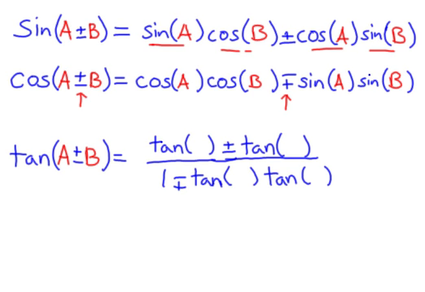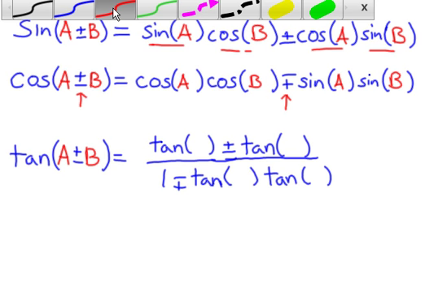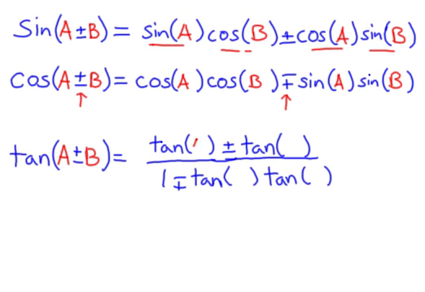If you're using a plus inside the tangent, then you get a plus on top, minus on bottom. If you're using a minus inside that first tangent, you get a minus on top and a plus on the bottom. So top stays the same, just like the sine. Bottom switches, just like the cosine. And then you just fill in your angles. So this would be A and B, and A and B.